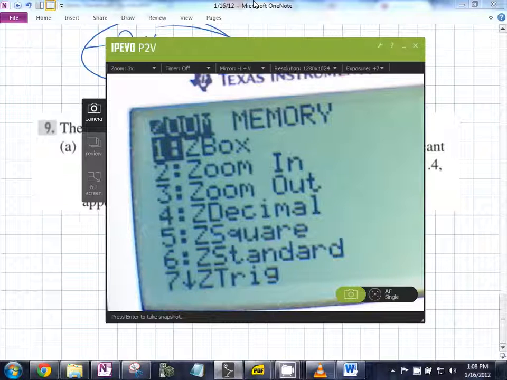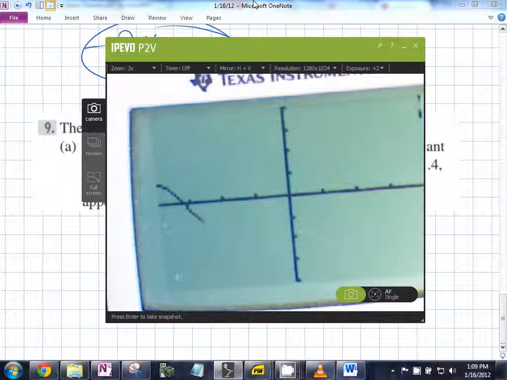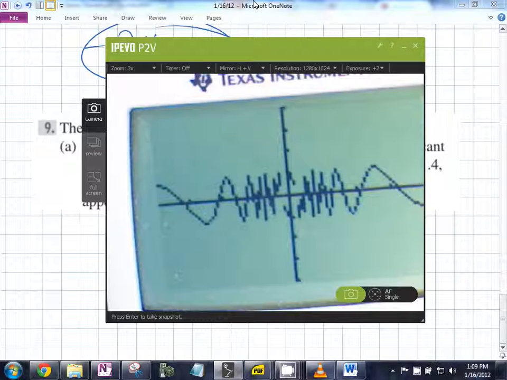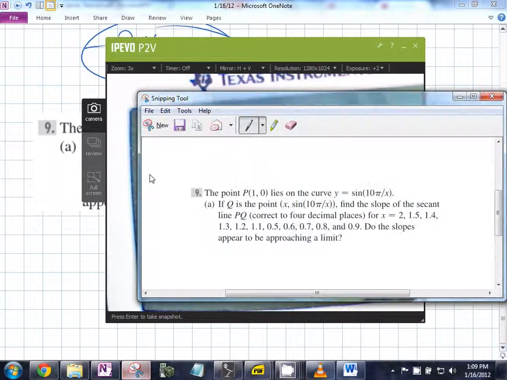Okay, so it's going berserk in the center. You don't really care about that, though. You're trying to find the slope of the tangent line at 1, 0. So this is what the function actually looks like. Are we particularly interested in what this whole thing looks like? No. We're interested in what it looks like around that point. So what should we do at this point?